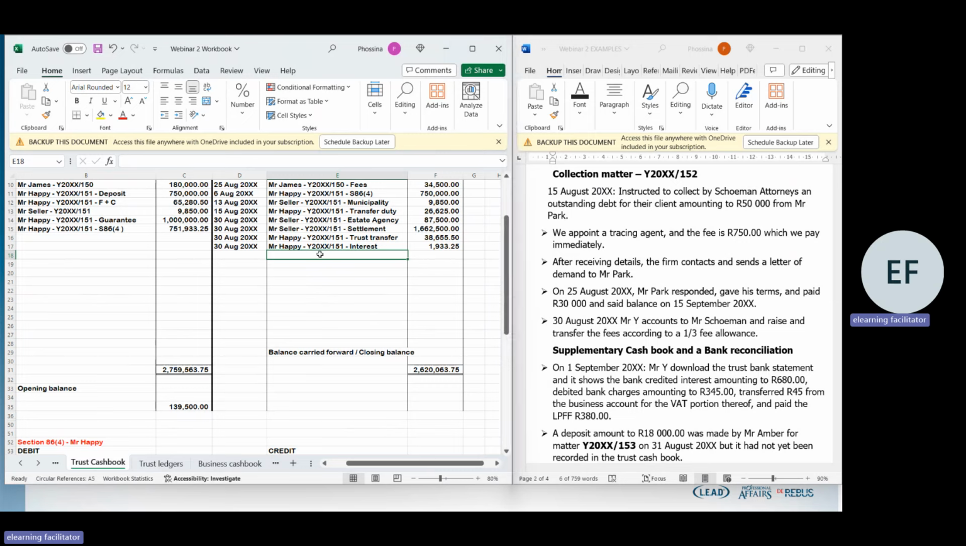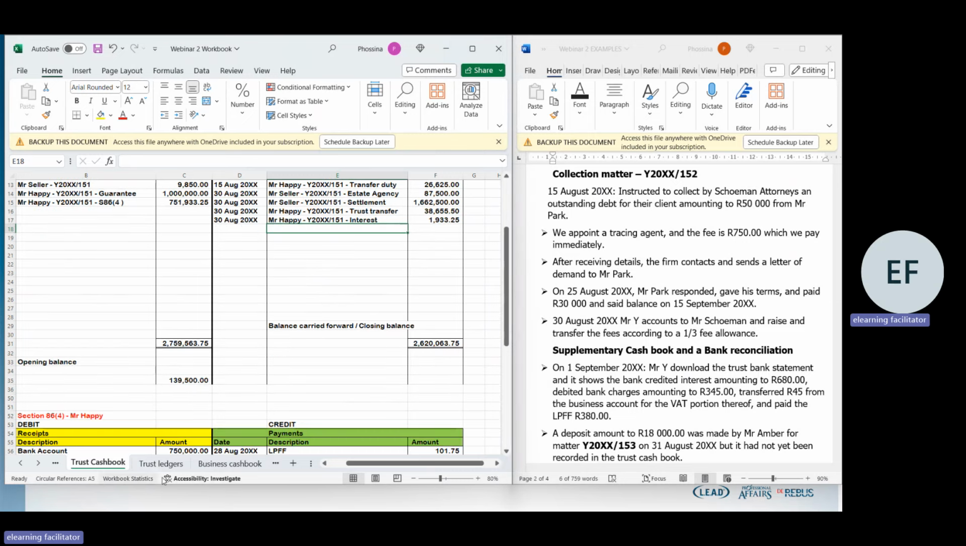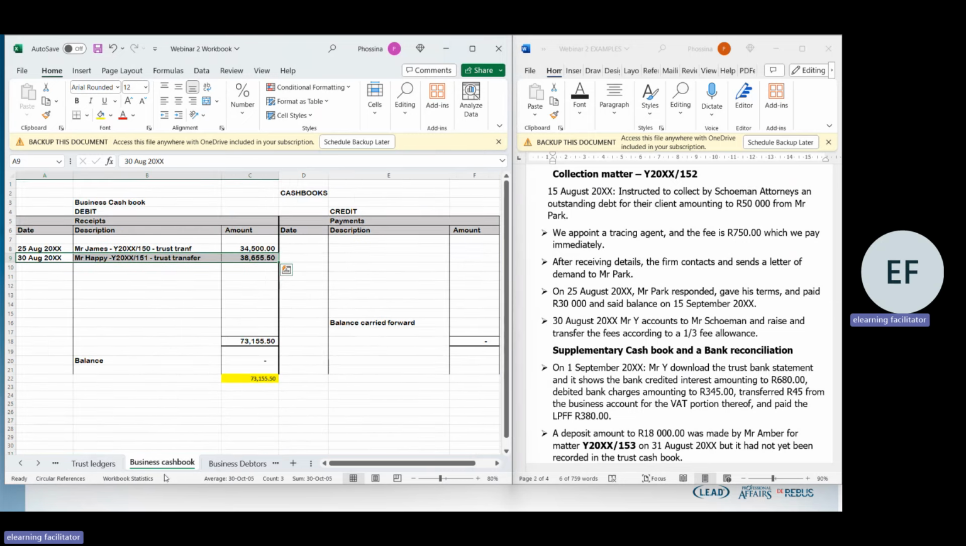All right, let's record it. So our first transaction is the tracer. So business cash book. Okay, which day is this? 15 August. So it's a payment out of our account.